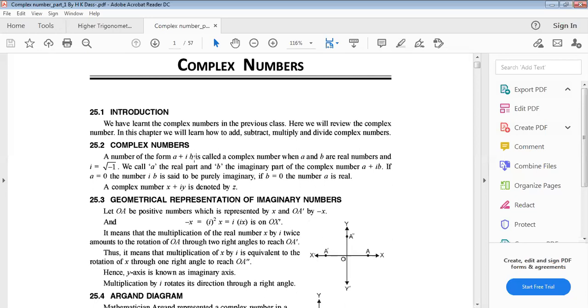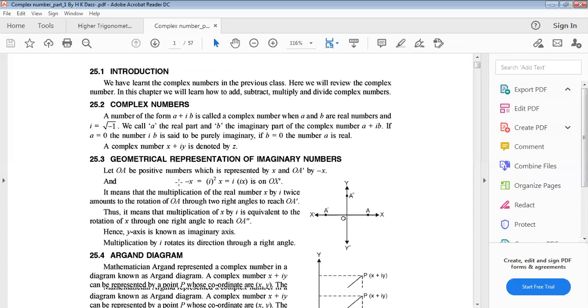The real part is a and the imaginary part is b, and i is the imaginary number, and a plus ib as a whole indicates a complex number. We call a the real part and b the imaginary part of the complex number a plus ib. Sometimes it's denoted by z, that means z equals a plus ib. If we take z equals a minus ib, then it will be the conjugate complex number. z equals x minus iy. That means if we replace plus with minus, then it will indicate the conjugate complex number.